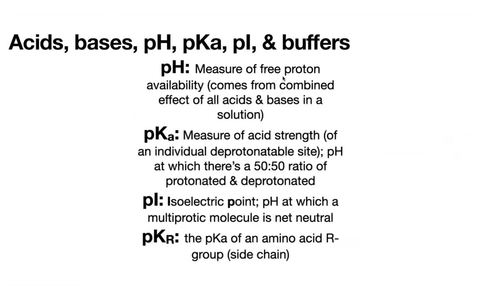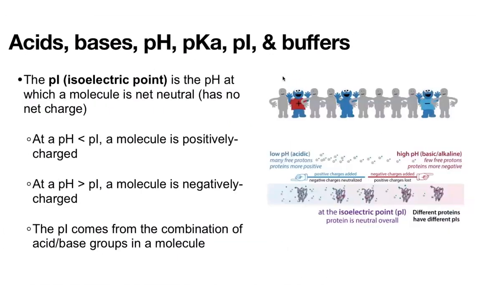So that was our pKa. And remember, the pKa was telling us about protonation state, but not about charge. The pI, the isoelectric point, is telling you about charge. So electric, it's telling you about charge. And so the pI is going to be the pH at which a molecule is net neutral. And so remember, we're talking about the molecule level.